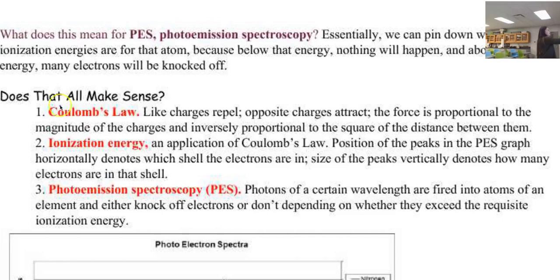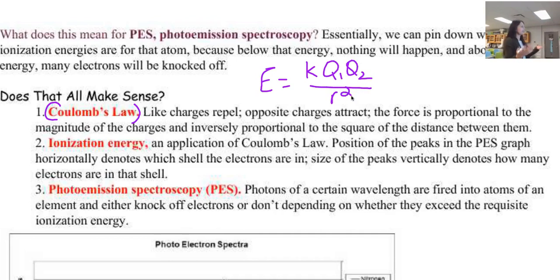So we're talking a little bit about Coulomb's law. Like charges repel, opposites attract. The force is proportional to the magnitude of the charges, but inversely proportional to the square of the distance between them. Again, our equation is simply E equals k Q1 Q2 over d, or over r squared. Again, in chemistry, we use a variation of that. Ionization energy is an application of Coulomb's law, and so is the position of the peaks in the PES graph.